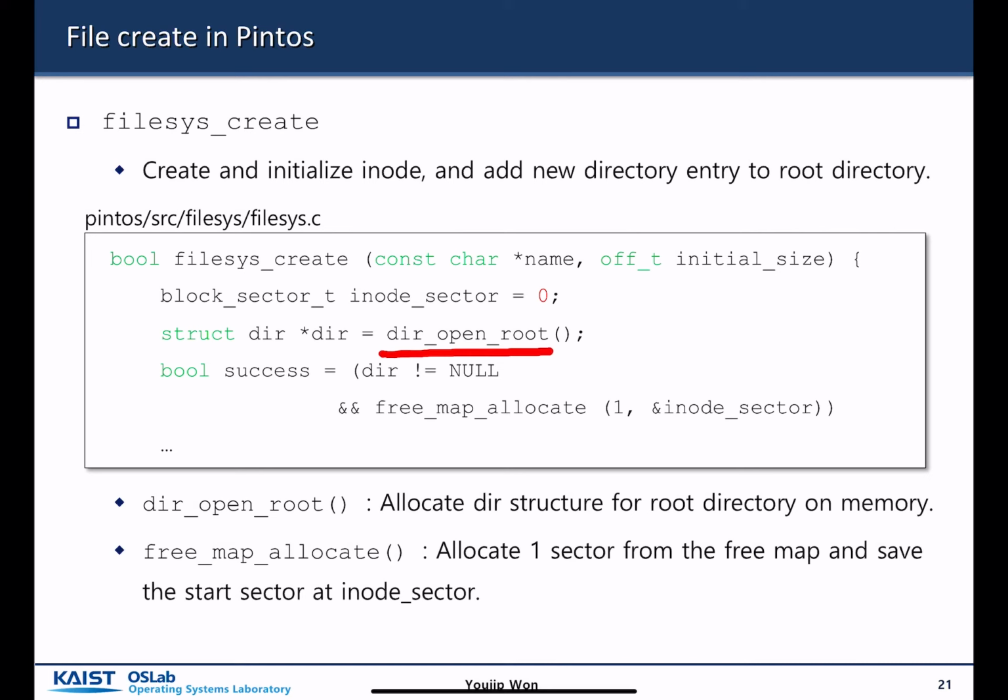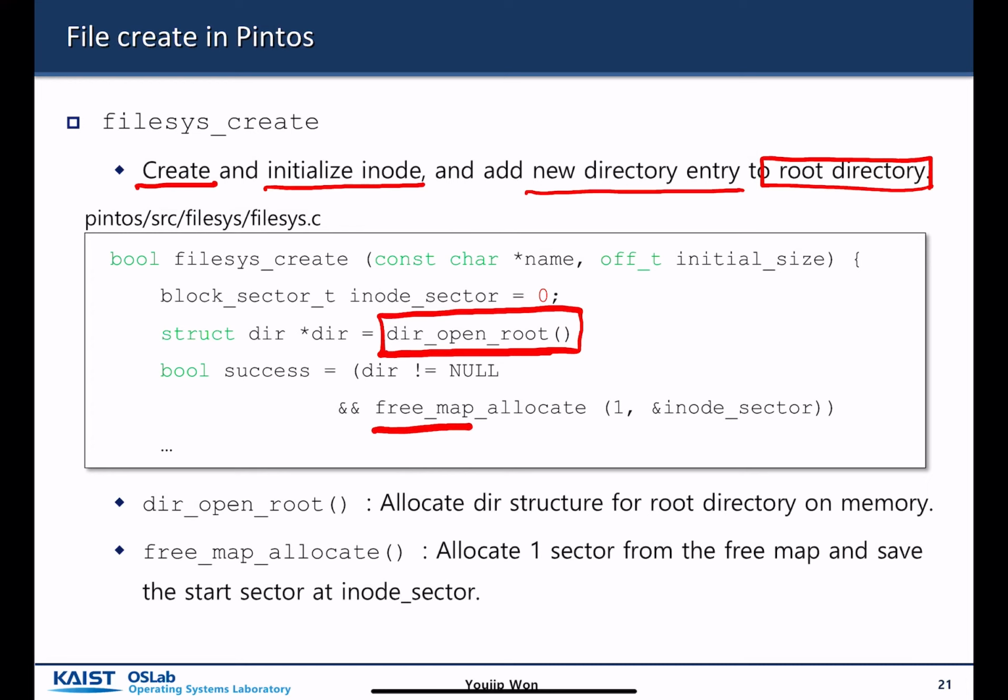And then the file system: creating a file consists of creating an initialized inode and adding a new directory entry to the root directory. In the current Pintos file system here, we do not have a hierarchical directory structure. We only have the root directory. So open the root directory. And if the root directory is successfully opened, then we allocate a free block.